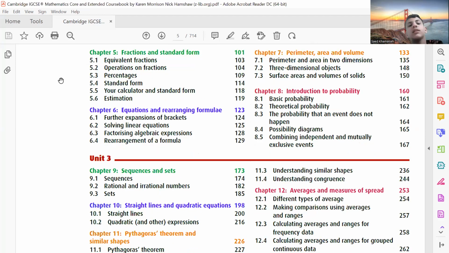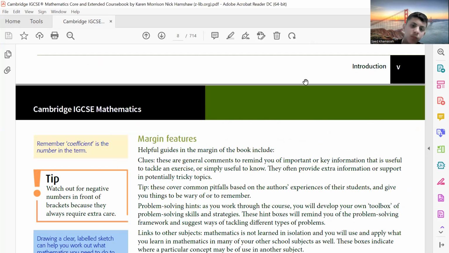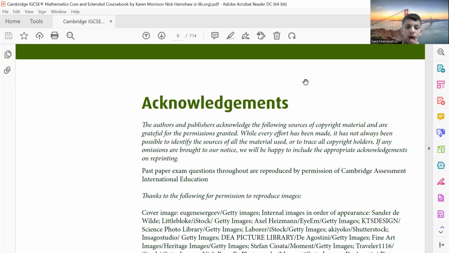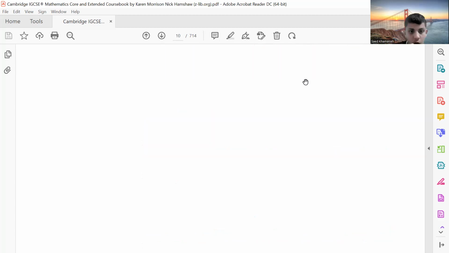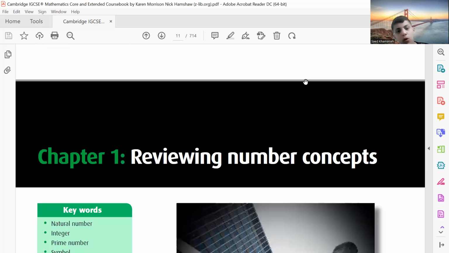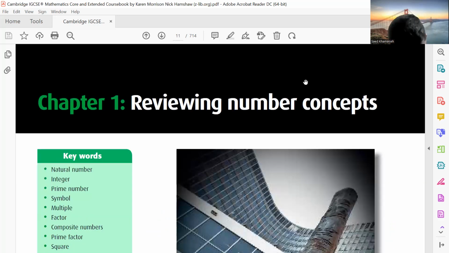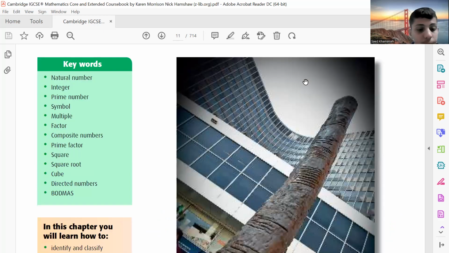Hope you will understand what we talk about today. We talk about a small thing for today, a very small thing for today only. Now we have some keywords important to review. Now, the first chapter, reviewing number concept. So here we have some keywords that we need.